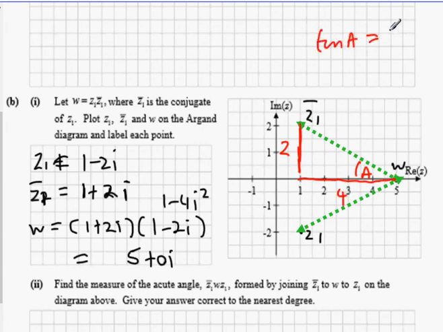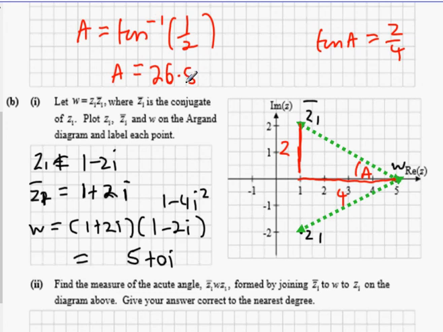Tan A equals 2 over 4. A therefore equals tan inverse of 1 over 2. What's tan inverse of 1 over 2? 26.57 degrees. Now that's only for one of them. I need to multiply that answer by 2. And what do you get when you multiply it by 2? 53 degrees, and just say the nearest degree. 53 degrees. Everybody alright with that?